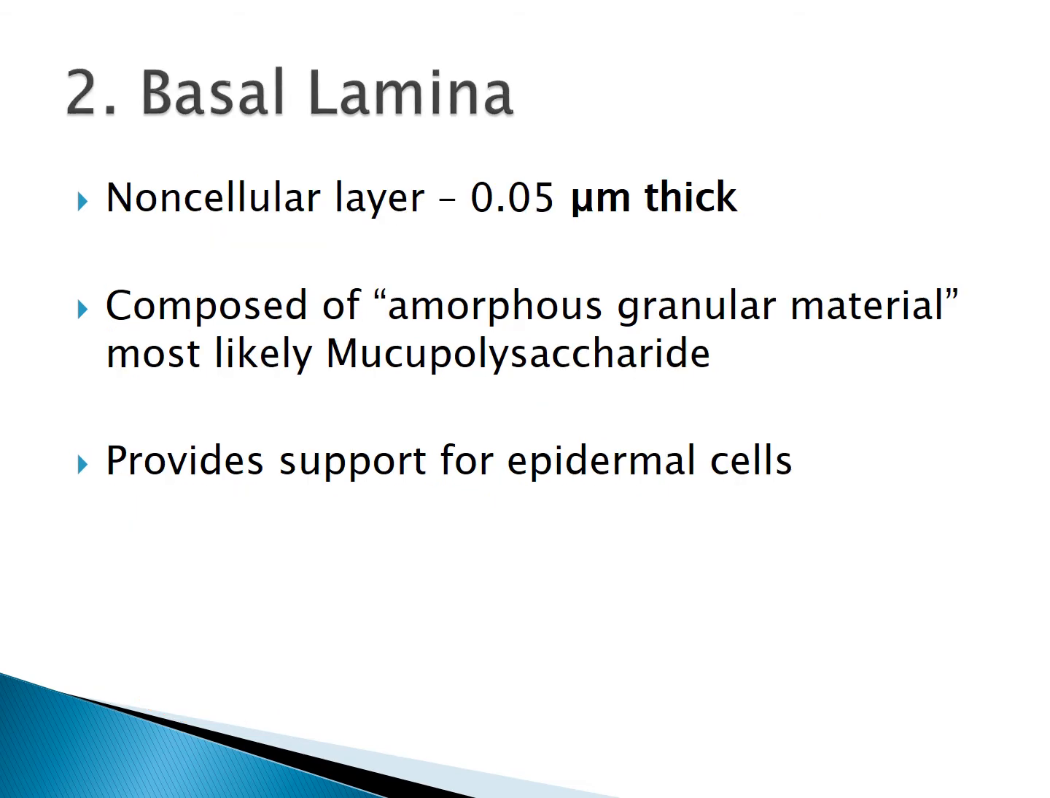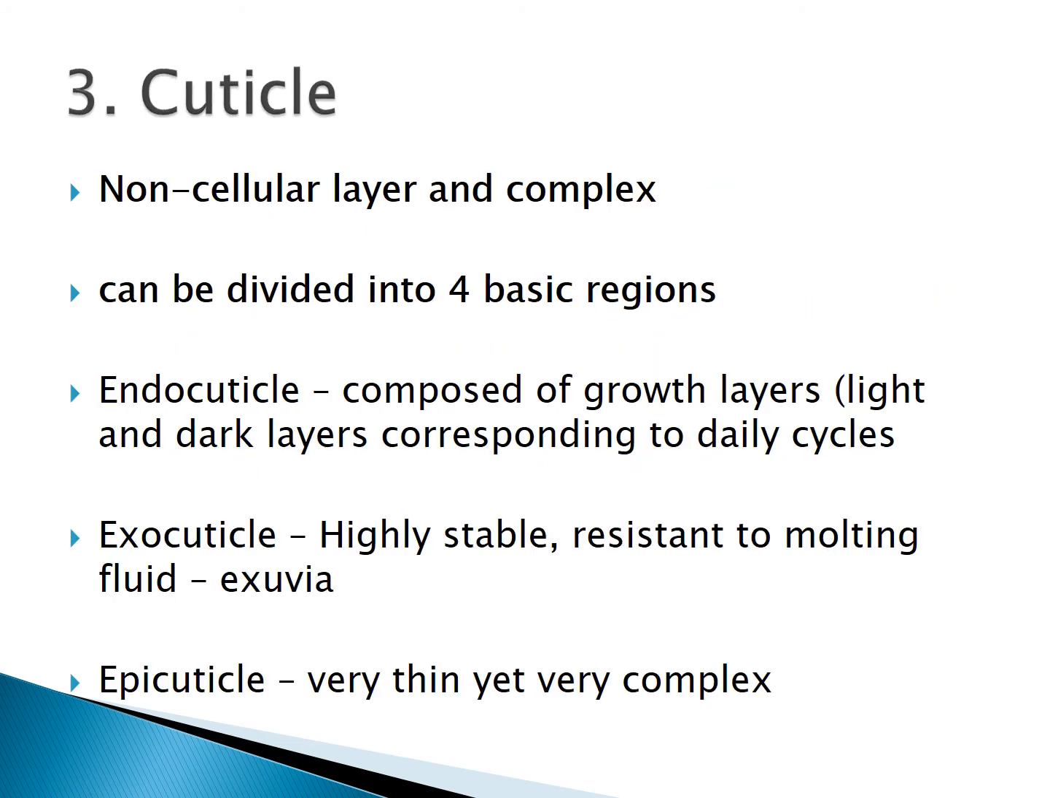Number two is the basal lamina. It is a non-cellular layer which is 0.05 micrometer thick. It is composed of amorphous granular material, most likely mucopolysaccharide. It provides support for epidermal cells. Cuticle, the last part of the integument, is a non-cellular and complex layer.